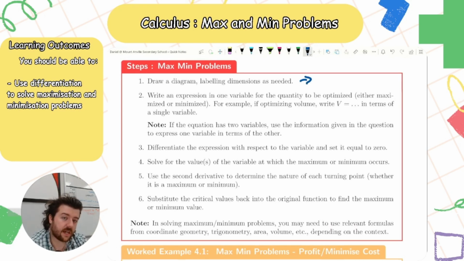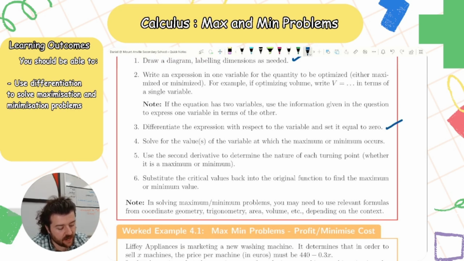So make sure you draw a diagram. Always draw a diagram if you have one. If you have an equation with two variables in it, see if there's any way you can rewrite it with just one variable. Then differentiate what you're looking for and let it equal 0. Solve for the values, and then sub it back into the original function to get the maximum value or the minimum value of said function. Then use your second derivative test to determine if it's a maximum or minimum.